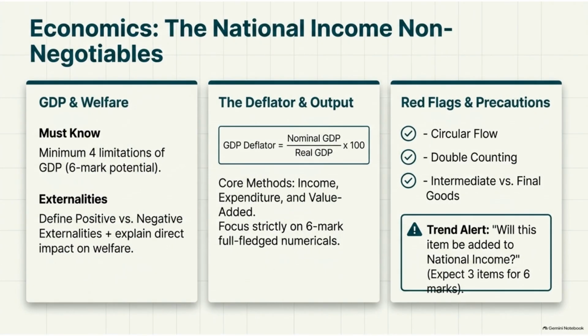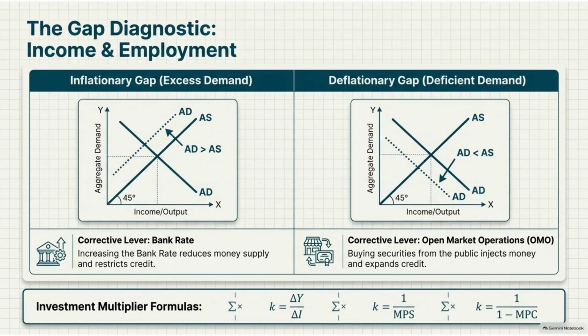In economics, focus on the non-negotiables: the limitations of GDP, externalities, and the deflator. Pay close attention to core calculation methods like income and expenditure, and be wary of common red flags regarding what counts toward national income. Mastering the gap diagnostic is essential.